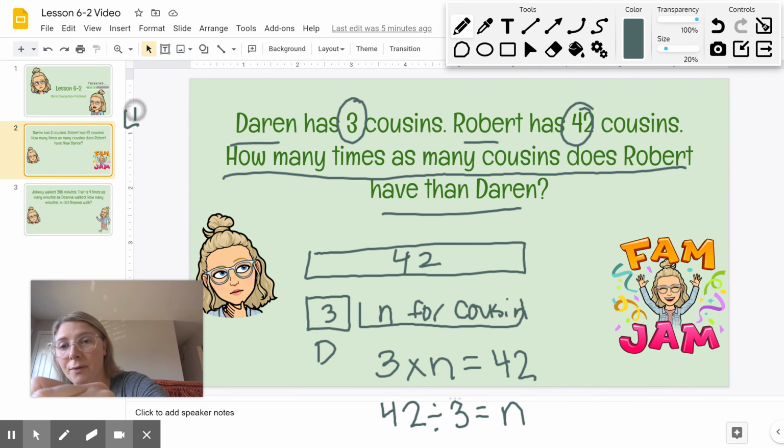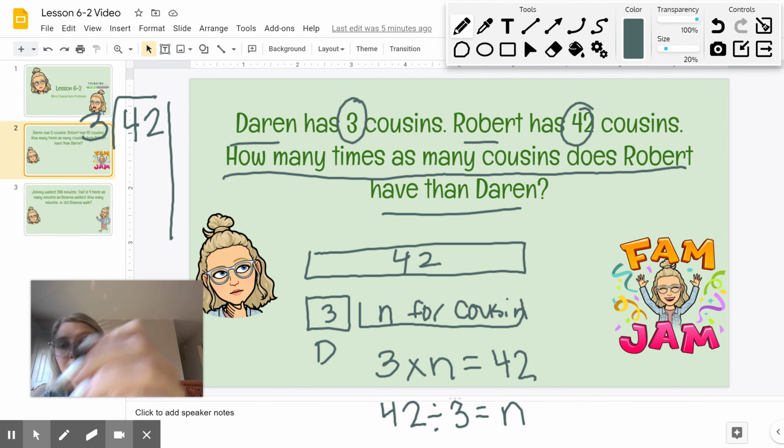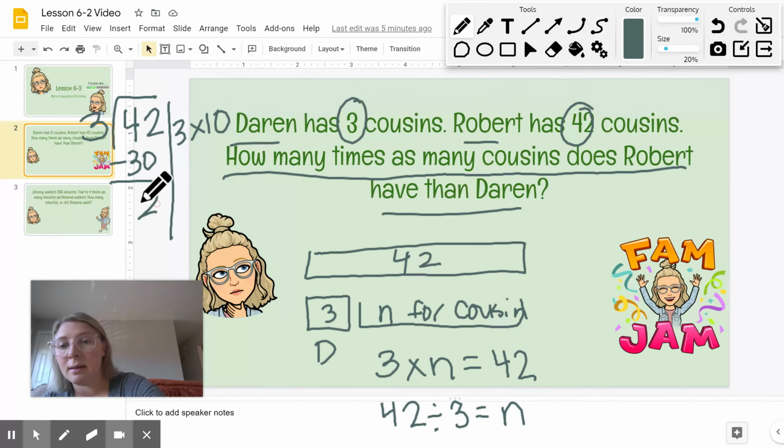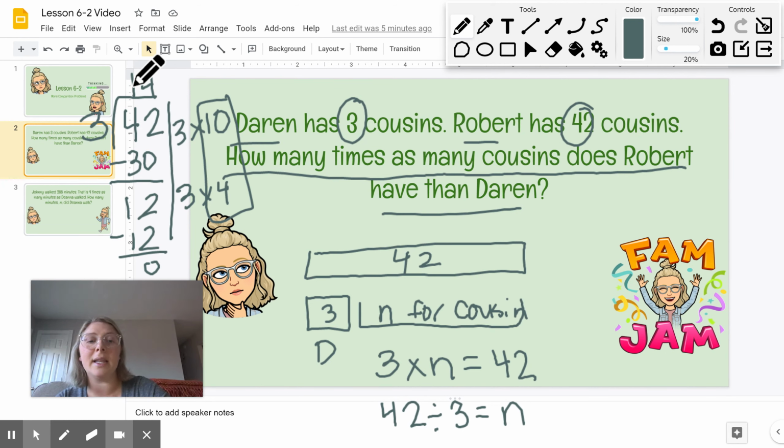So let's do it over here. 42 divided by 3. I could do partial quotient if I like. I know most of us like that. So I can think, well, I'll do 3 times 10, and that'll get me 30. And then when I subtract, I'm left with 12. 3 times 4 is 12. So I have no remainder. Add up my partials, 14. And I can think, okay, N equals 14. So Robert has 14 times more cousins than Darren.